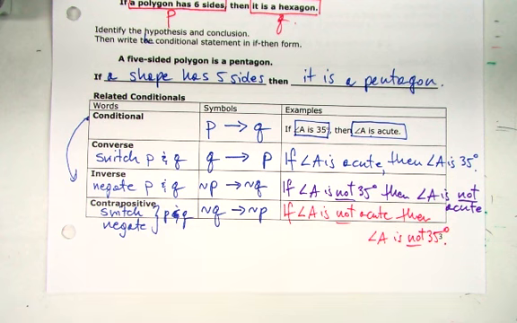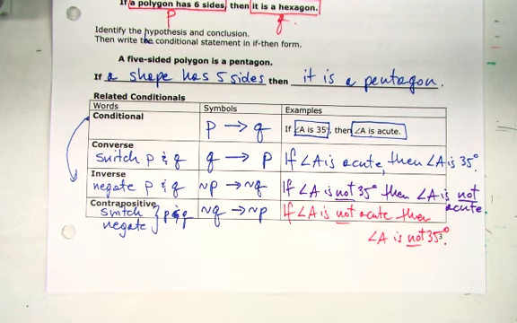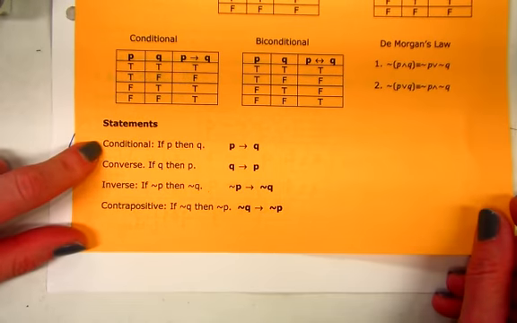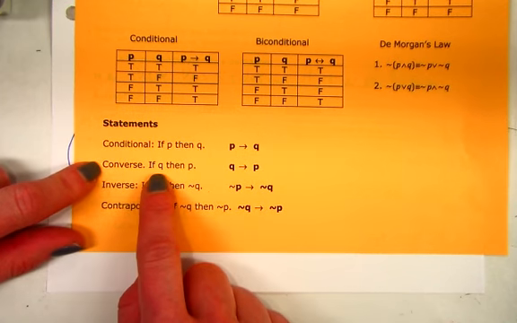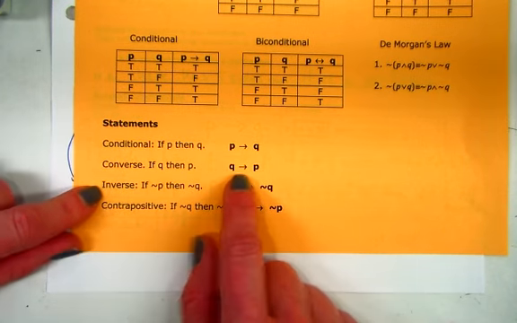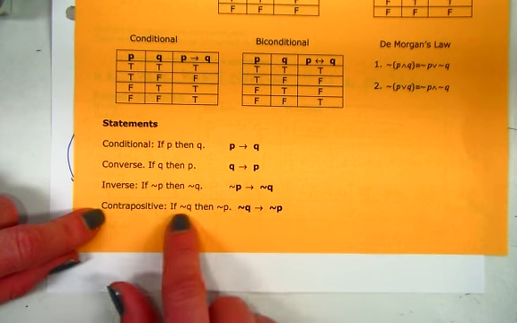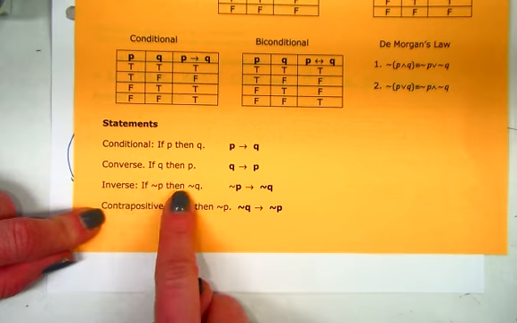Any questions? If you guys look at your gold sheet, please look at the bottom of it. We haven't been using it at all, but on your gold sheet, if you look at the statements part, there is a conditional, if P then Q, you've got the symbols, converse, if Q then P, inverse, if not P then not Q, and contrapositive, if not Q, not P. And it looks like that, so you do have this available.